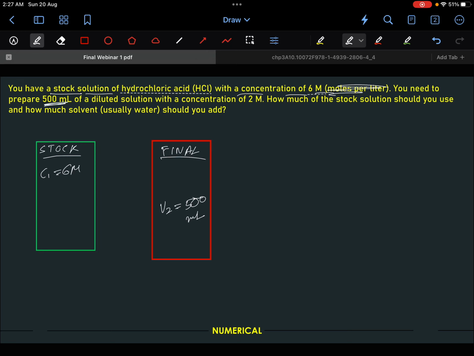So 500 ml of diluted solution. The diluted solution is the final solution, not the stock solution, with a concentration of 2 molar. That is the final concentration, and this is the final volume. So what will they ask? They will ask for V1: how much stock solution should we use.